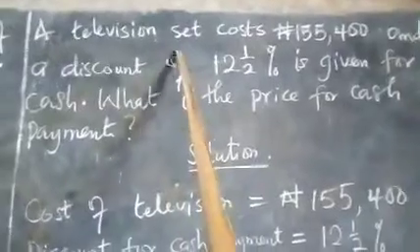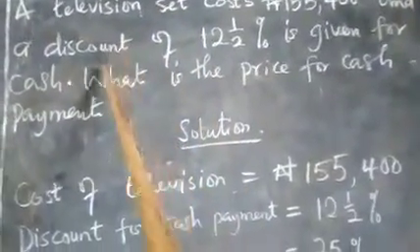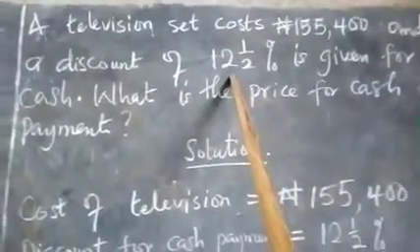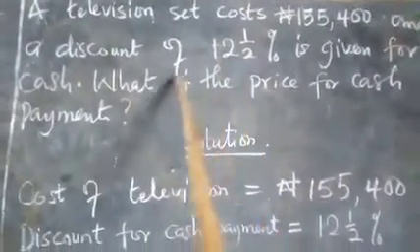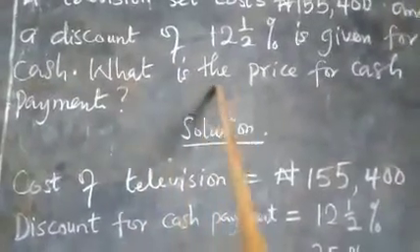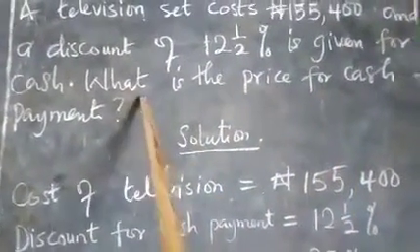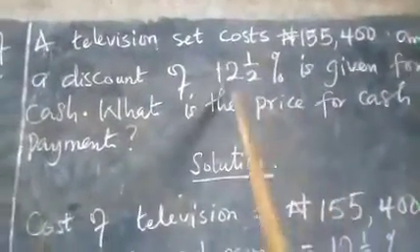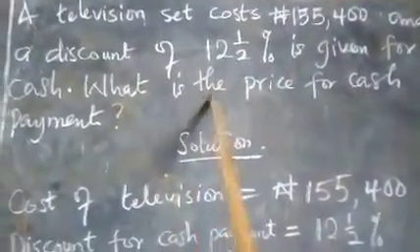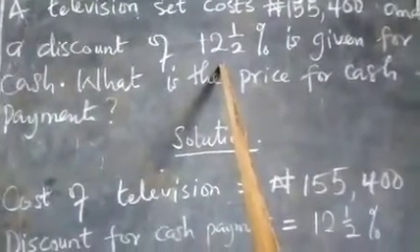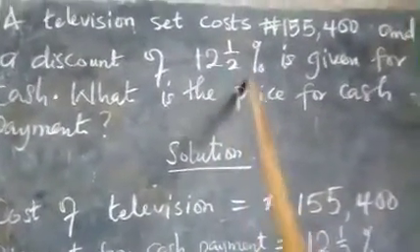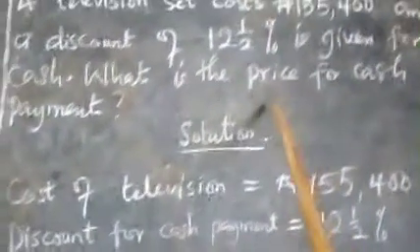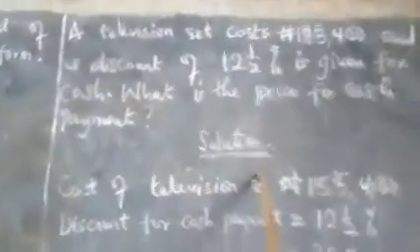That is, whoever wants to buy this television and comes with money, who is ready to pay cash and not installments, a discount of 12.5% will be given to that person. Now we have to calculate how much the person is going to pay if he really wants to pay in cash. It means 12.5% will be deducted from this amount you are supposed to pay. Now the question is, what is the remaining amount you are to pay? Now let's look at the solution.